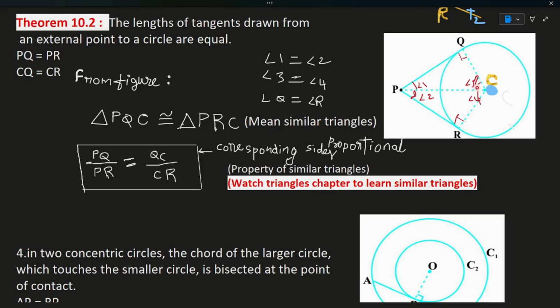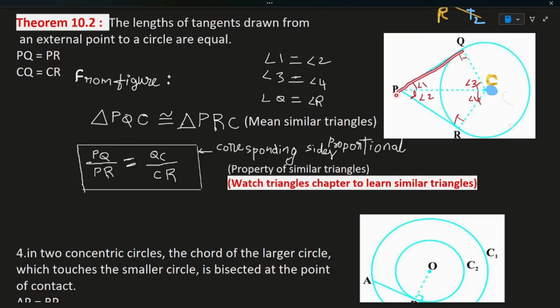The angle of 3 equal to the angle of 4. The angle of Q means the angle which is here. The angle of Q equal to the angle of R. So these are three major conclusions that can be drawn from theorem number 10.2.